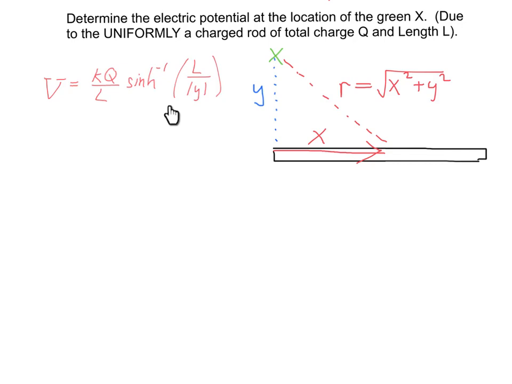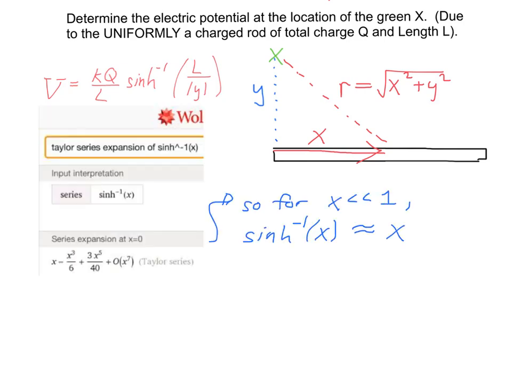To do that, we can examine the approximate behavior of this inverse hyperbolic sine function as y gets much larger than L. And to do that, we can expand this as a Taylor series. So let's see how that works. Using Wolfram Alpha for the Taylor series expansion of this function around x equals 0, we get this. Now we note that if x is much, much less than 1, these terms will be really small compared to the first one. So for x much, much less than 1, the inverse hyperbolic sine of x is approximately x.